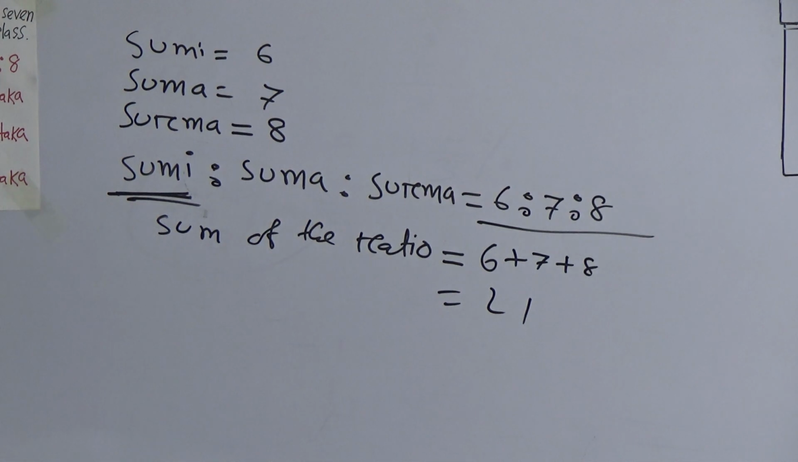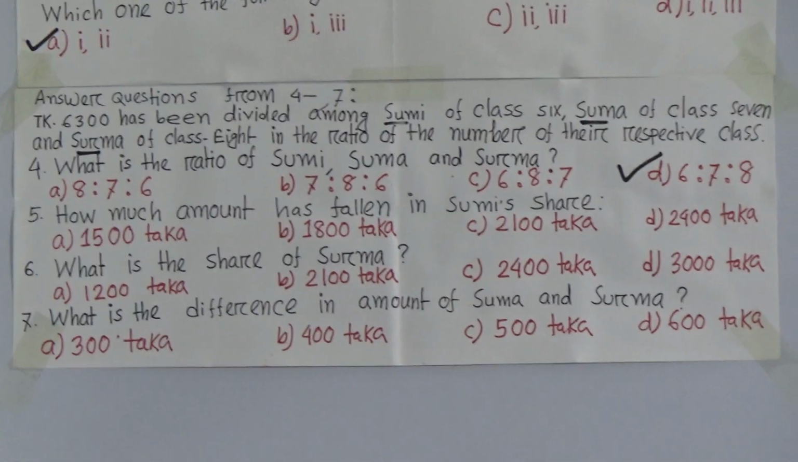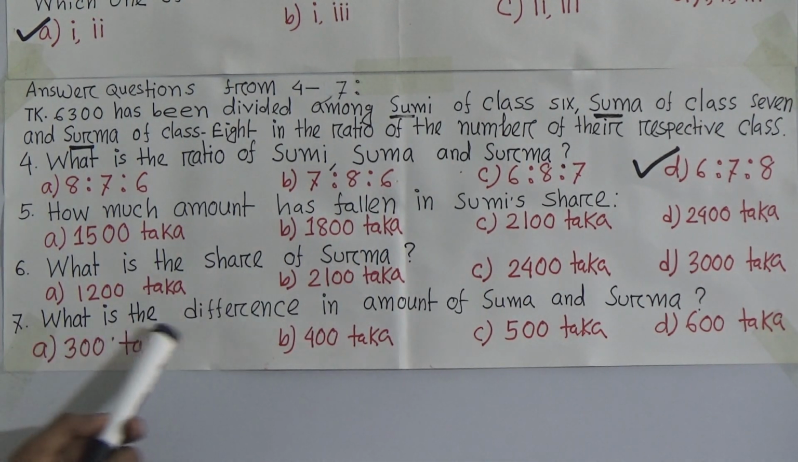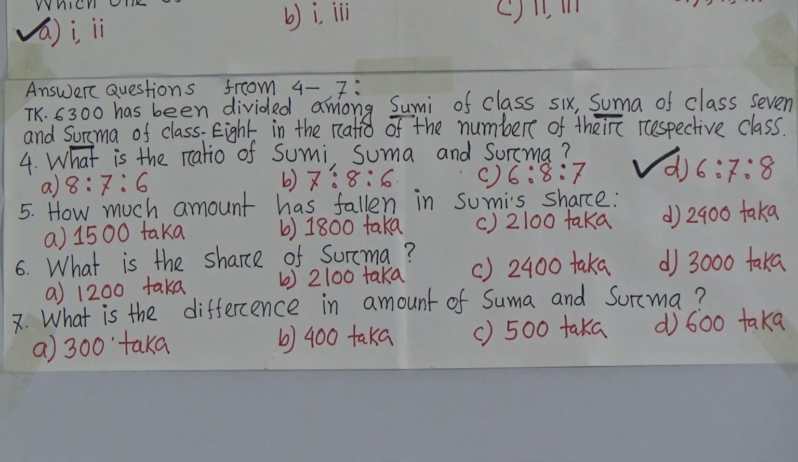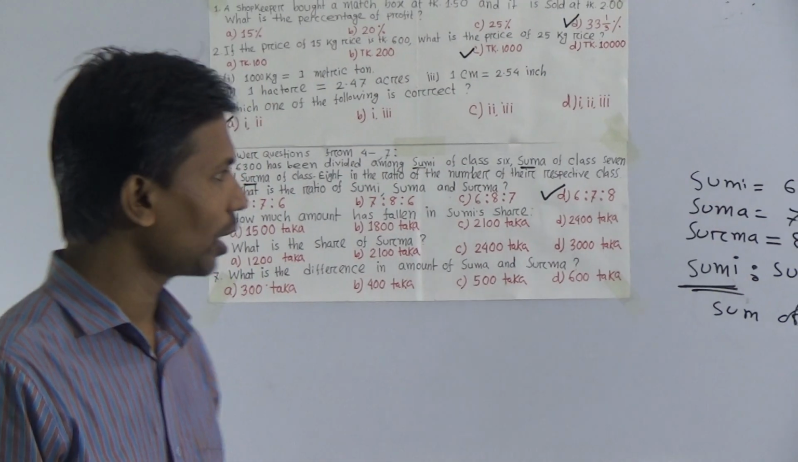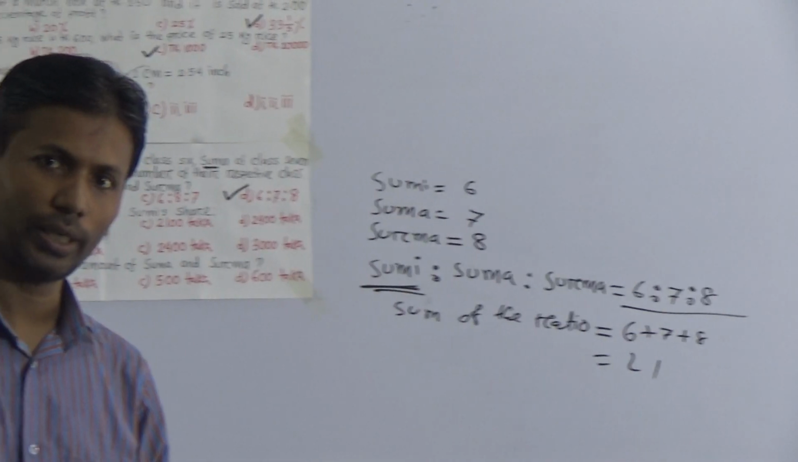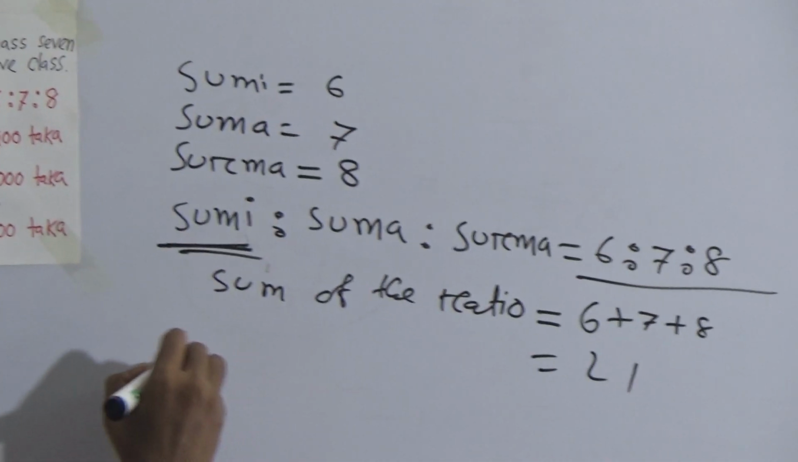At first we read the total questions. Look, how much amount has fallen in Shumi's share? Then what is the share of Shurma? What is the difference in amount of Shuma and Shurma? Dear student, questions number 5, 6, 7 are almost the same, so you have to use a technique. At first you determine Shumi's amount, Shuma's amount and Shurma's amount.